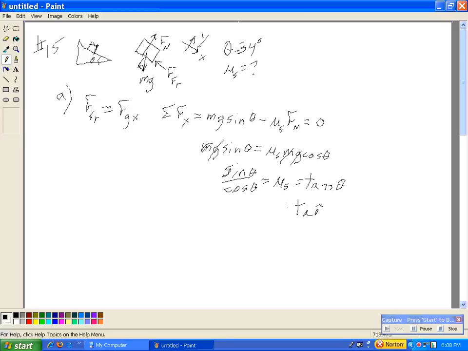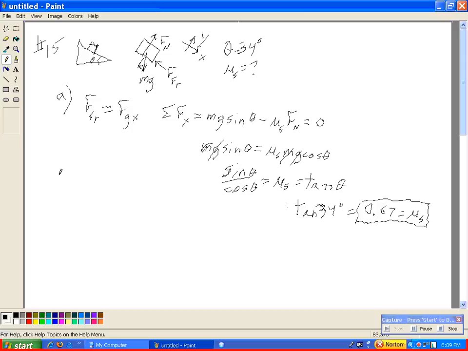Tan of 34 degrees equals, with the proper significant figures, 0.67, and that's the coefficient of static friction, to make sure that that's the coefficient of static friction needed to make sure that the snow doesn't slip.